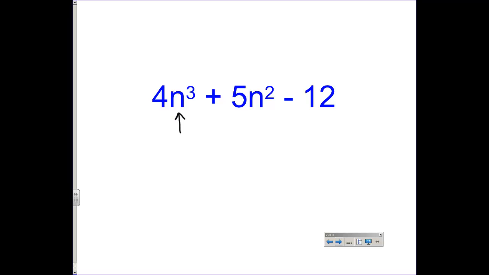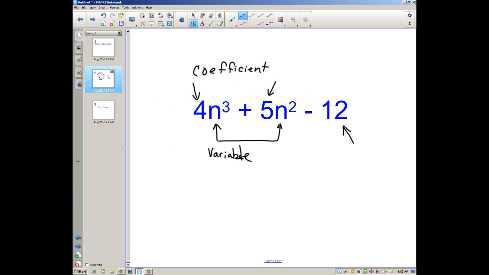First part right here is a variable, and we actually have another variable right here. It's the same variable. The number that's out in front, like the numbers you see right here, are called coefficients. The number back here that has no variable attached to it is called a constant. And you'll notice that this has three parts to it. Each of the parts is separated by a plus or a minus.